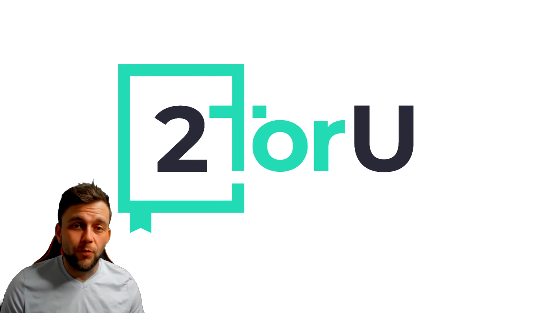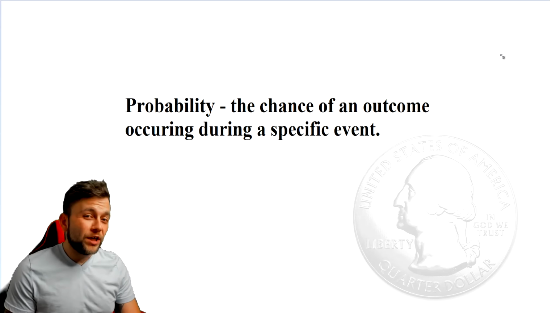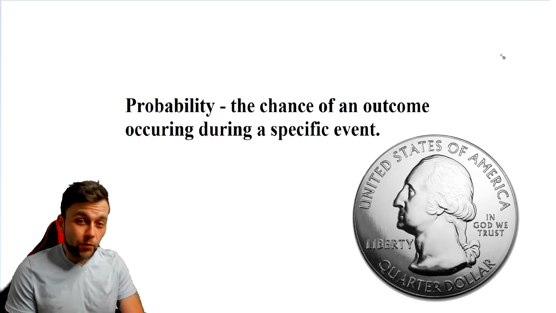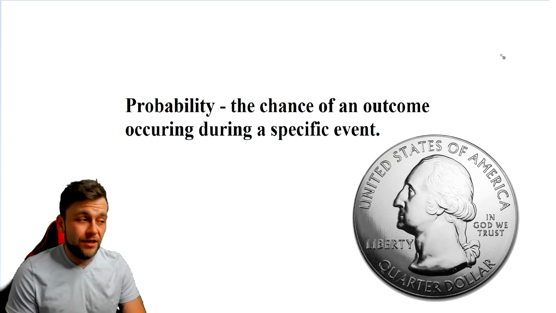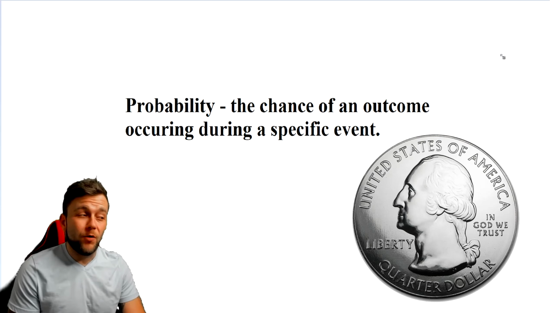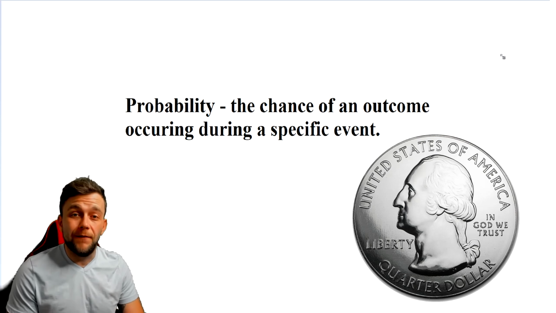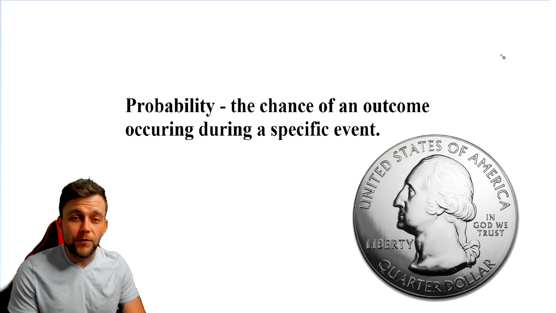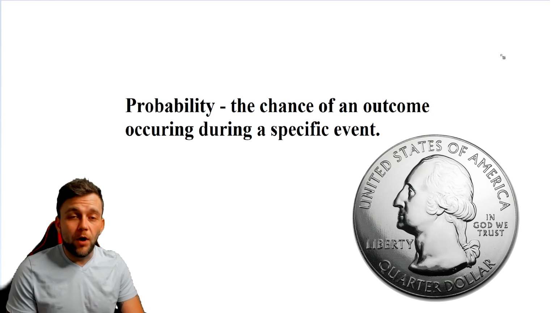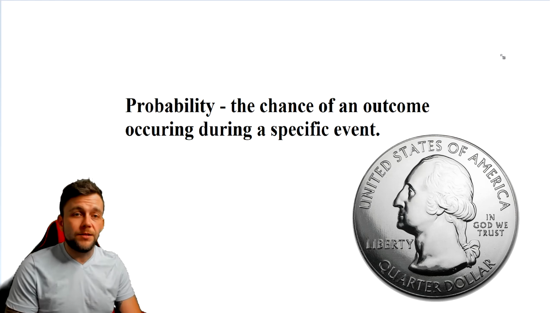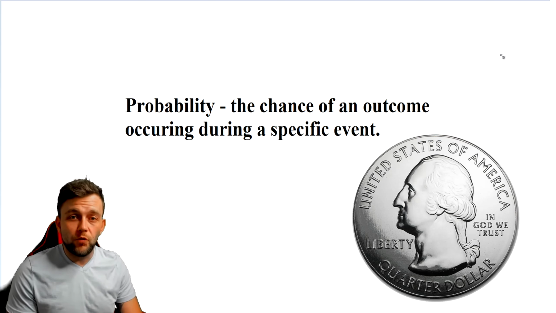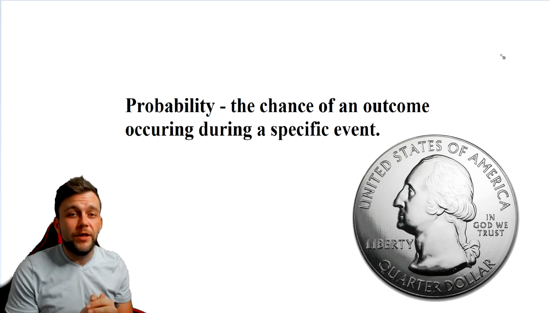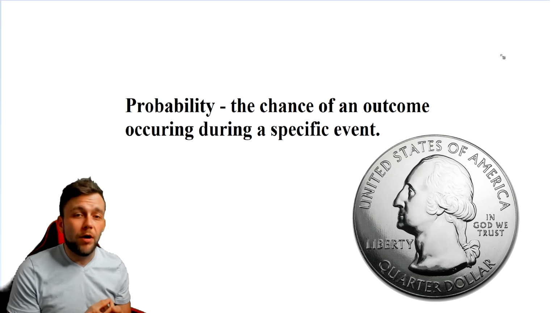Otherwise, let's get started with an example problem. Before we get started, I want to give you a loose idea of what probability is. And that is the chance of an outcome occurring during a specific event. So if you flip a quarter, if you have one nearby, there's a 1 out of 2 chance that it is heads. There is a 1 out of 2 chance that it is tails. Just to give you that loose initial idea of what a probability is.